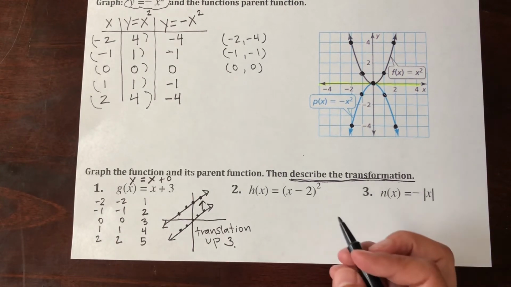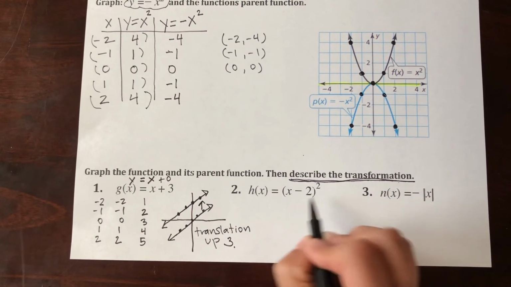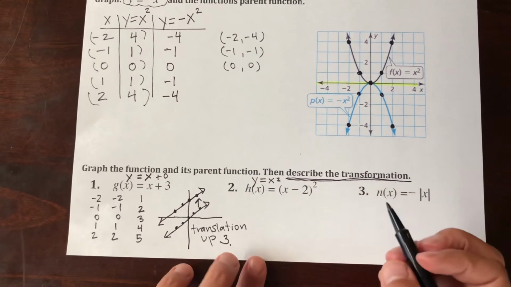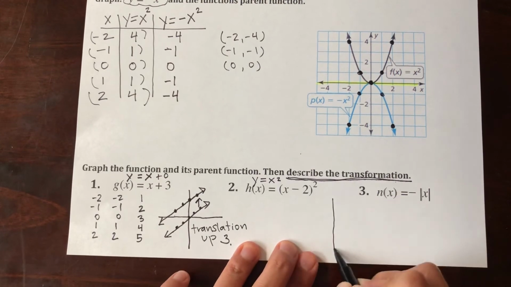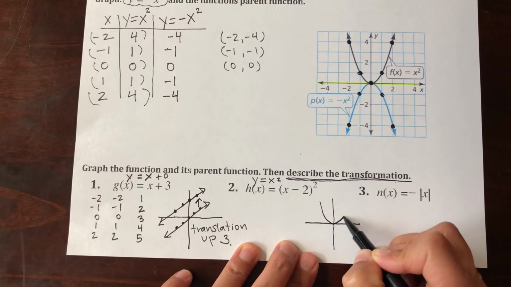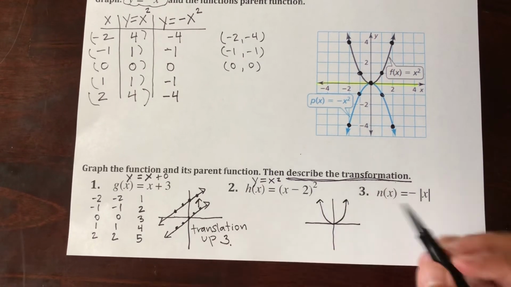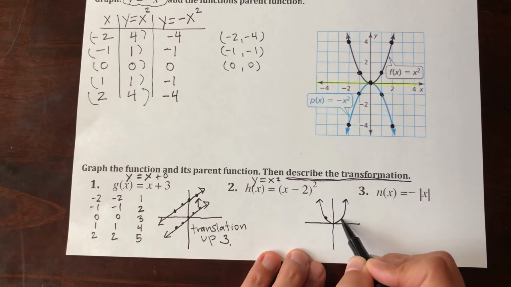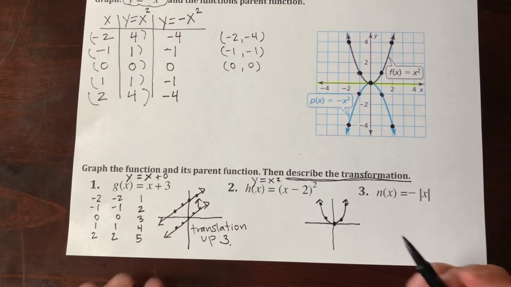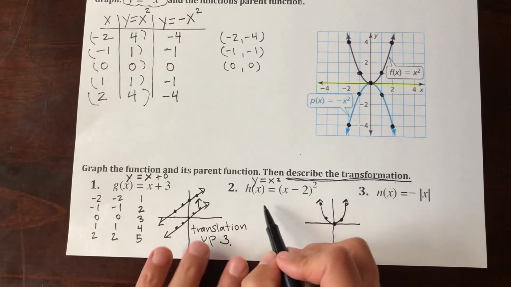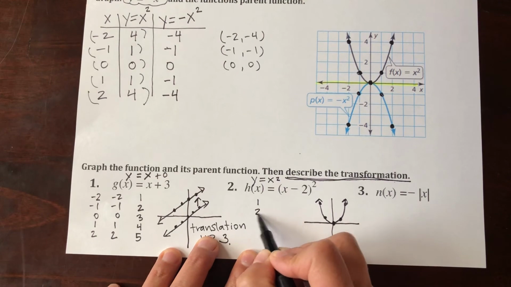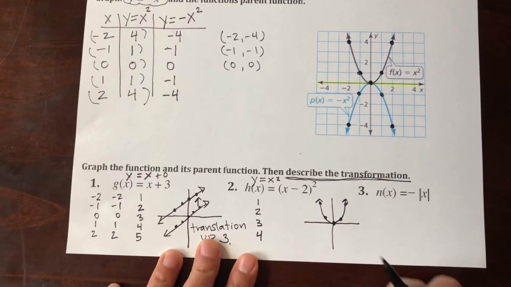Okay, number 2 is a little more complicated. It looks quadratic, so I know y equals x squared is my parent function. So I know that looks like my U shape. All right, where we have 1, negative 1, 1, 1, 1, 2, 4, negative 2, 4, and 0, 0. All right, I'm going to change my x values a little bit because I know it's coming. I'm just going to use a 1, a 2, a 3, and a 4.